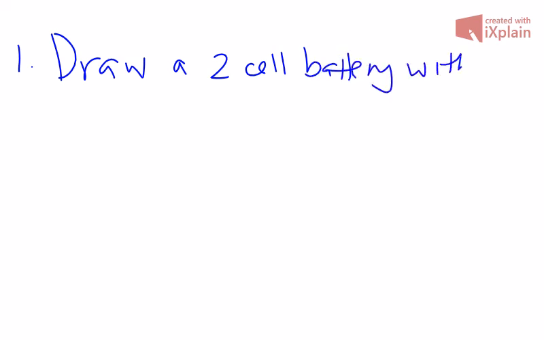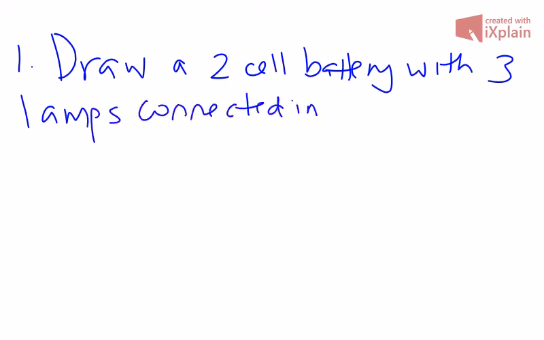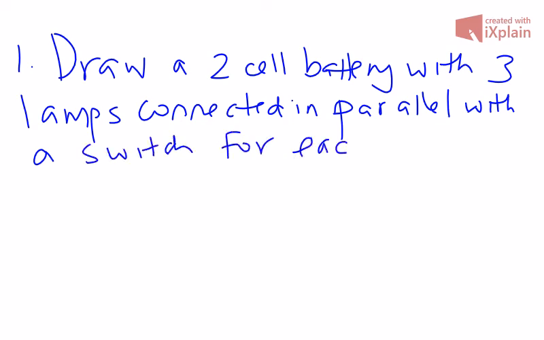The next example I want you to try out is draw a 2-cell battery with 3 lamps in parallel with a switch for each lamp. Okay. So again, pause this video and try it out on your own, then press play to see if you got it right. So this needs to be a parallel circuit because the 3 lamps need to be connected in parallel. When I'm drawing parallel circuits, I'm always putting my battery on the side. So again, it's a 2-cell battery, so small, long. One end's negative, one end's positive.